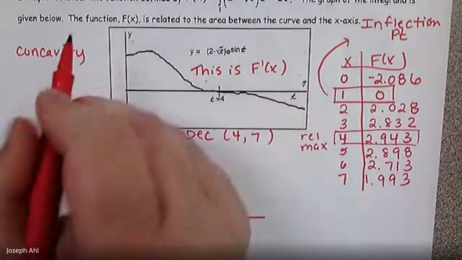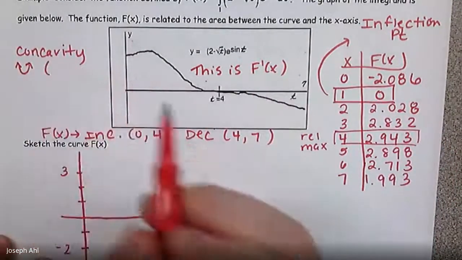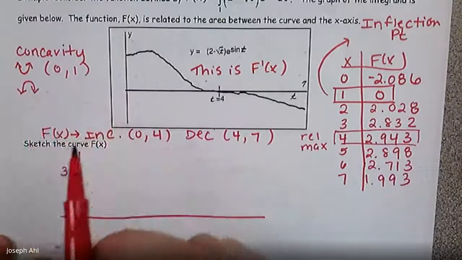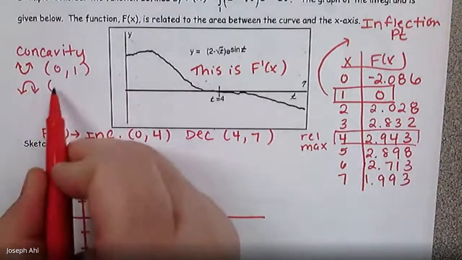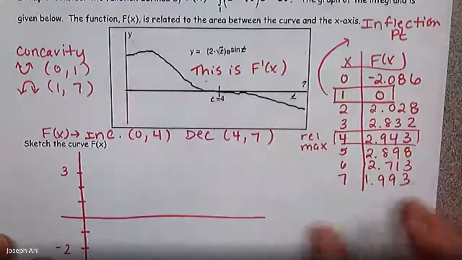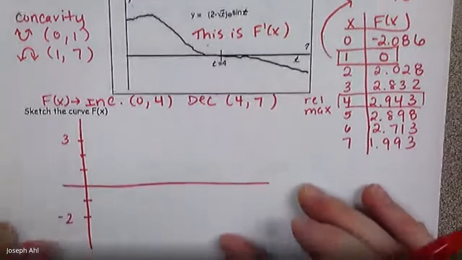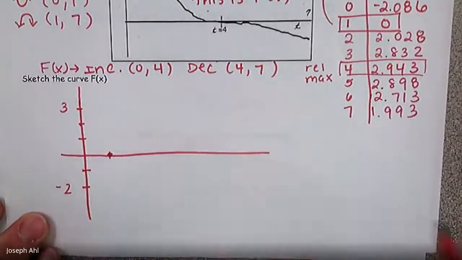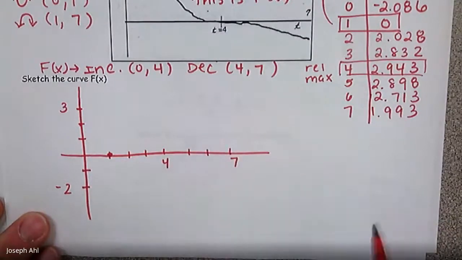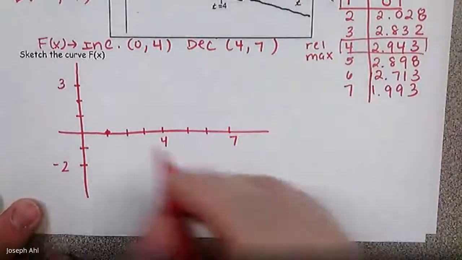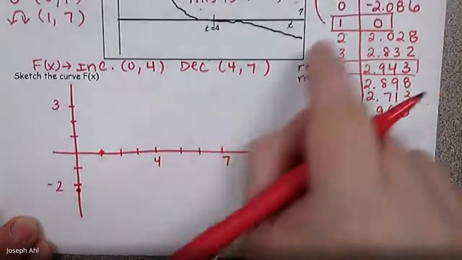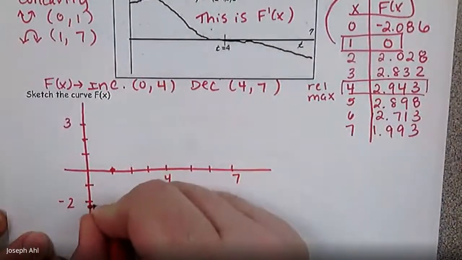So the concavity is that we're concave up from 0 to 1, and then we switch over to concave down for the rest of the interval, 1 to 7. Based on where we're increasing, decreasing, concave up, concave down, and these points right here, we should get a really nice sketch of what this looks like. So here's 1, 0, 2, 3, 4, something special happens there, 5, 6, 7. Okay, so I may not plot all these points exactly, but 0, -2.086, that seems like a good point to start with. From 0 to x equals 1, we know that we're concave up. So we're going to do this.